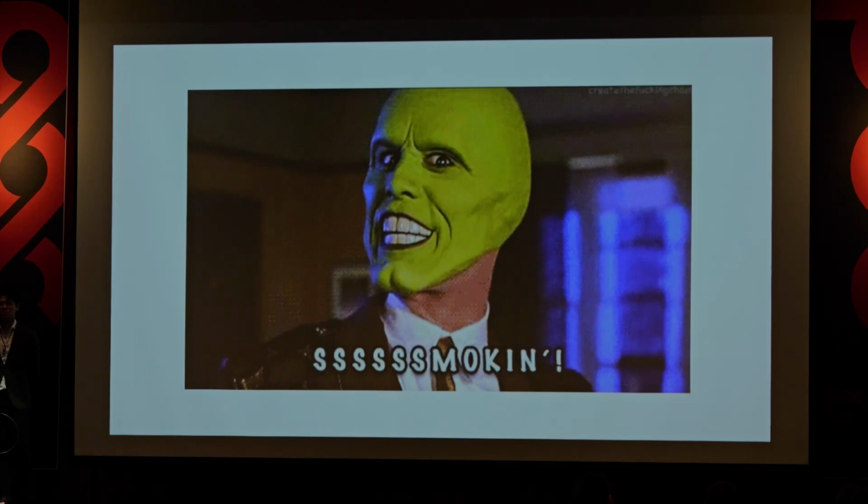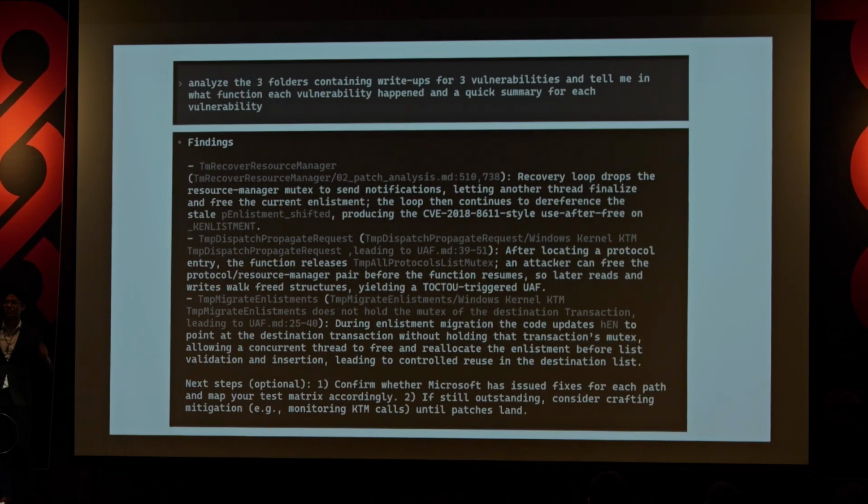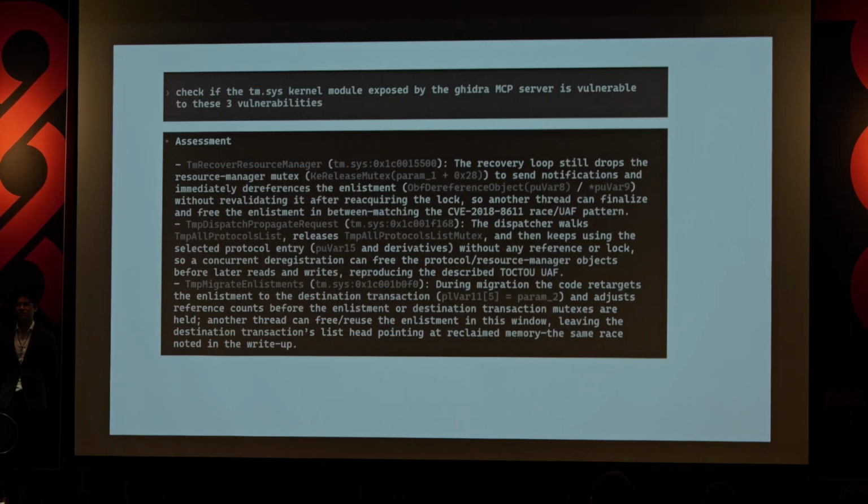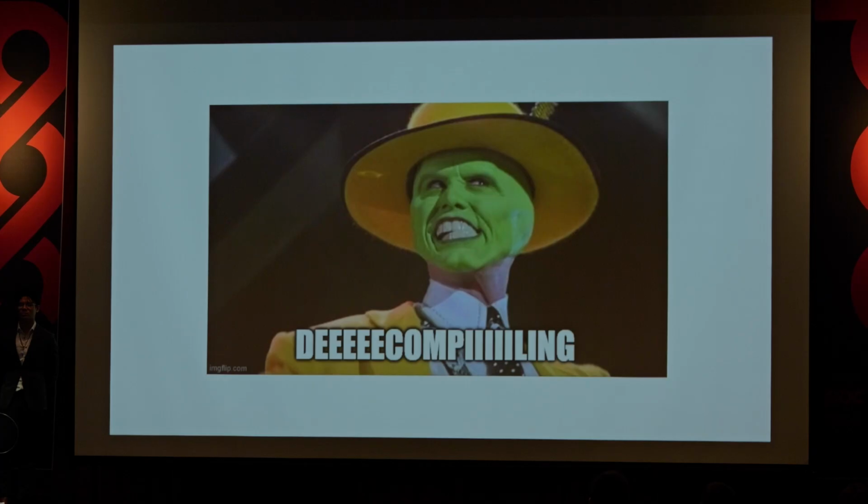The reason I asked this in the first place is that it allows me to confirm that the LLM is not going into some kind of hallucination mode where it's totally wrong and I wouldn't want to continue my research. So I was like, cool. Then I asked it to check over Ghidra if the loaded tm.sys was vulnerable to these three vulnerabilities. And again, the assessment was correct. It identified that tm.sys had vulnerable code for these three vulnerabilities. So I was like, oh, cool, looks like I have an environment I can work with.